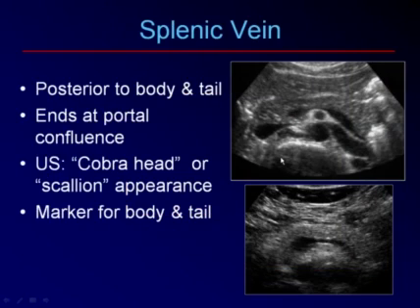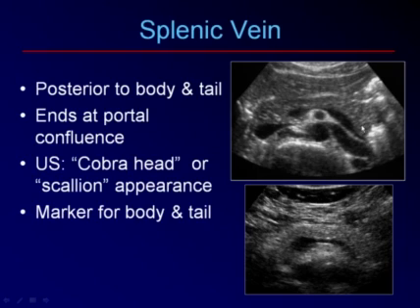So let's look at the splenic vein on ultrasound. Splenic vein lies posterior to the body and tail of the pancreas. It ends at the portal confluence, where there's a little bit of an enlargement that resembles the shape of a cobra head. Some people have referred to it as the scallion, the little onion shape. And this is our marker for the body and tail.